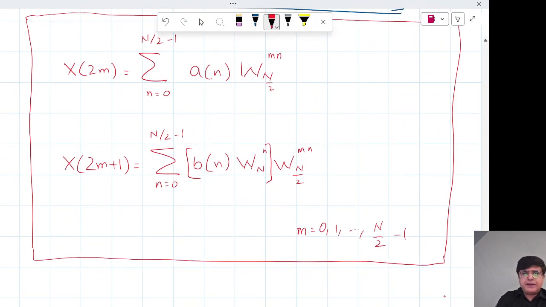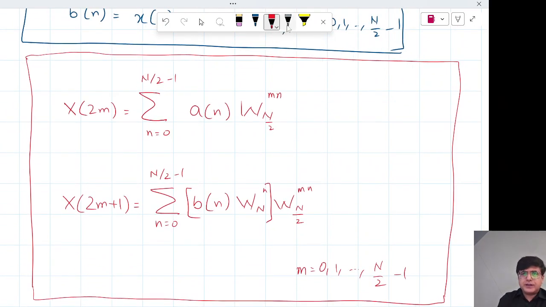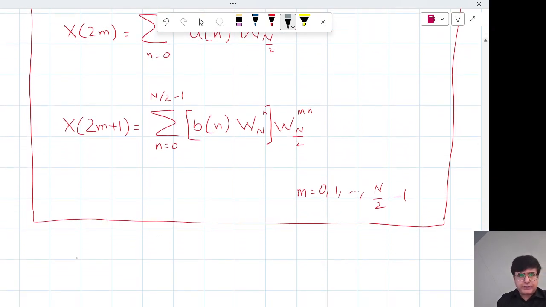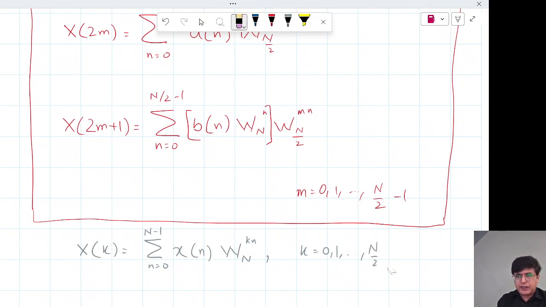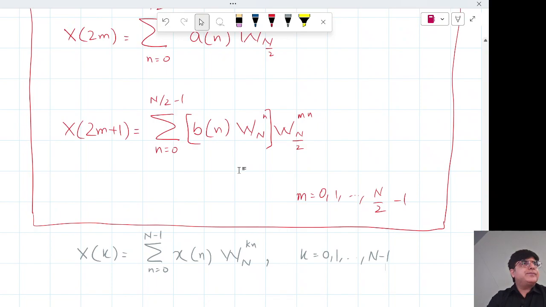Okay, now you compare these equations with the definition of DFT. So, what was the definition of DFT that we began with? The definition of DFT that we began with was something like x of k equals the sum, n goes from 0 till N minus 1, for an N point sequence, x of n w subscript N to the power kn, where this k goes from 0, 1 up until N minus 1. So, this was the definition of DFT, right?